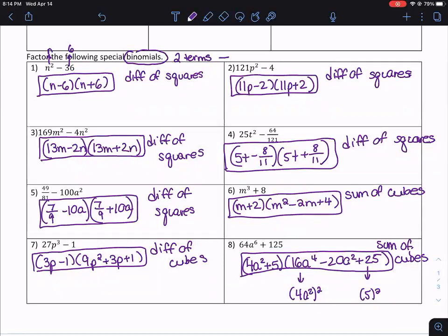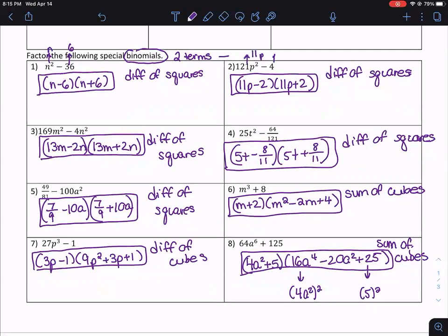121p to the 2 and 4. So we get 11p and then 2. And again, there are your factors. 169m to the 2nd and 4n to the 2nd. So there are your terms or the roots. And finally, 25t squared gives us 5t and then 8 over 11. The last difference of squares is number 5. So we get 7 over 9. And this is 10a. And those would be our roots as well. Okay, so those are your difference of squares.